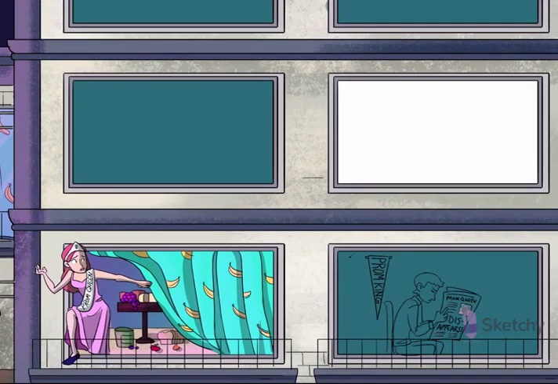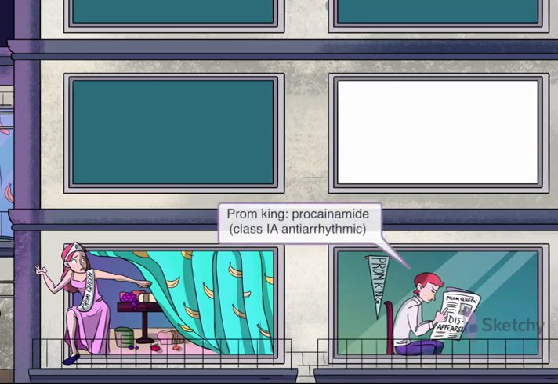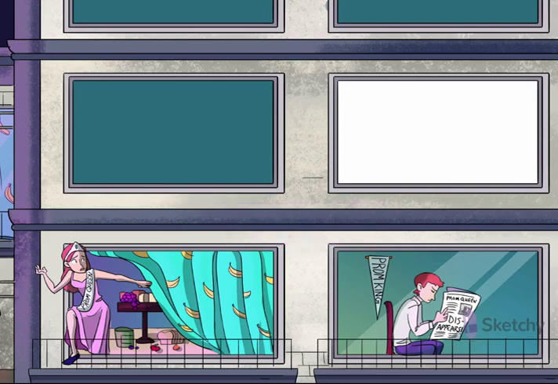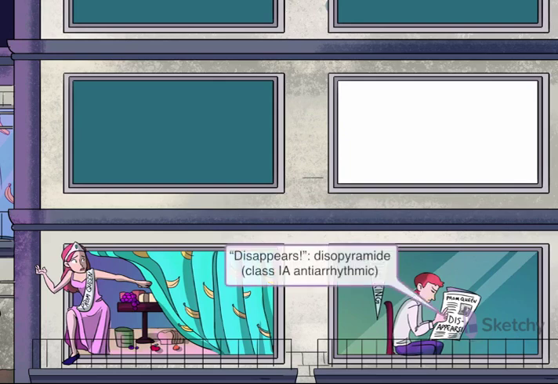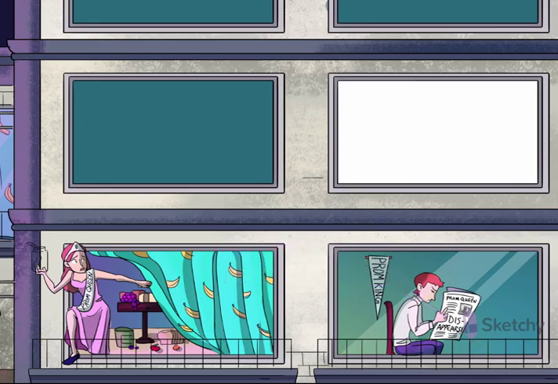And next door, itching like a man on a fuzzy tree, it's the prom king, procainamide, who booked a room the moment he realized he may never again see his beloved queen. Boy, could she run fast, or maybe he's just a little slow. Either way, it's a sad story. He sits in his room all day and night, alone, reading the headline over and over. Prom queen disappears. Let the word disappear remind you of the drug disopyramide, another type 1A antiarrhythmic.